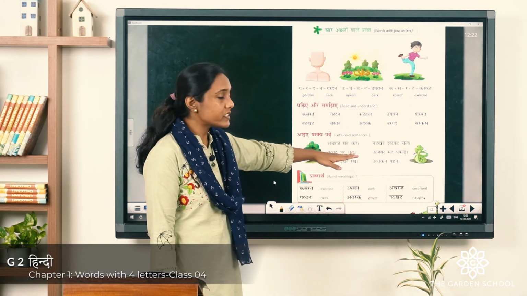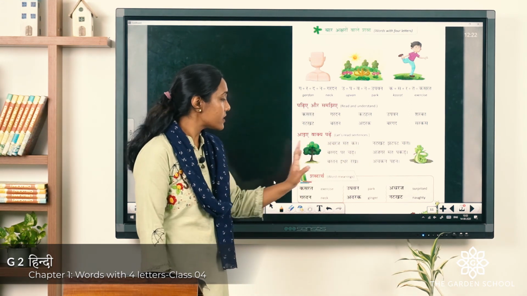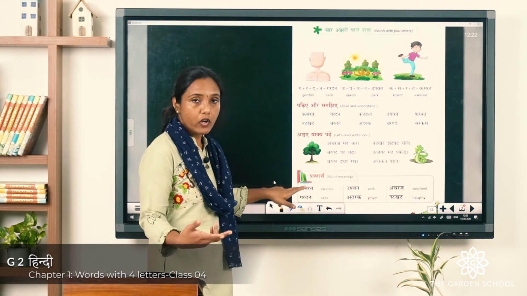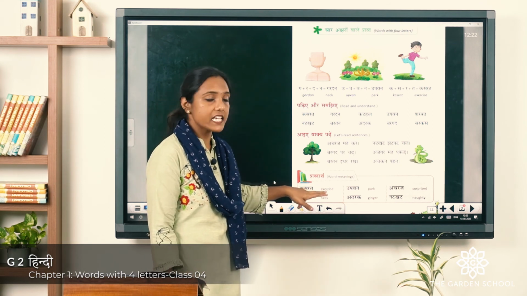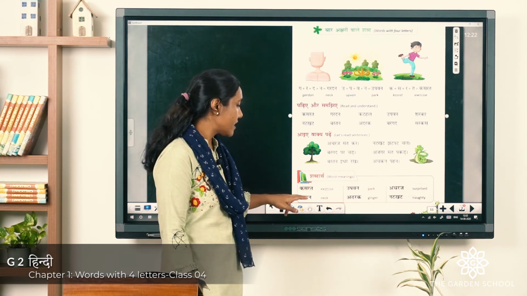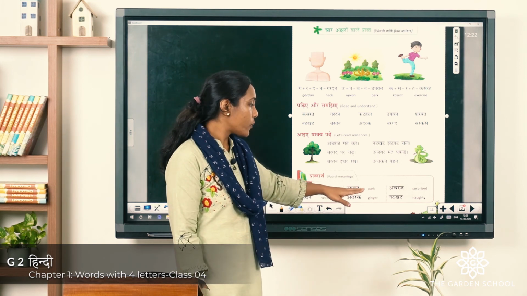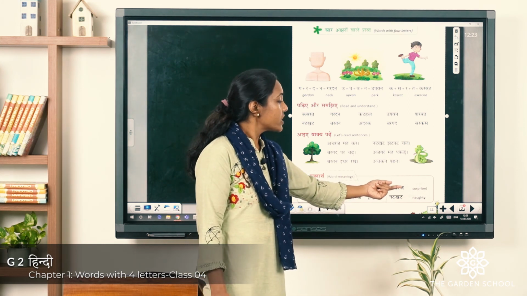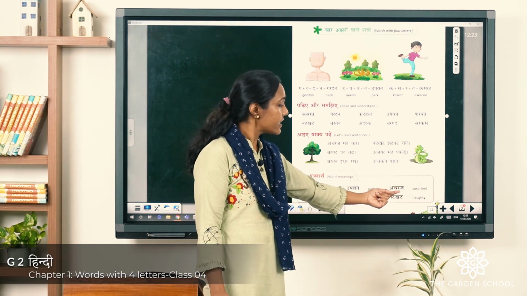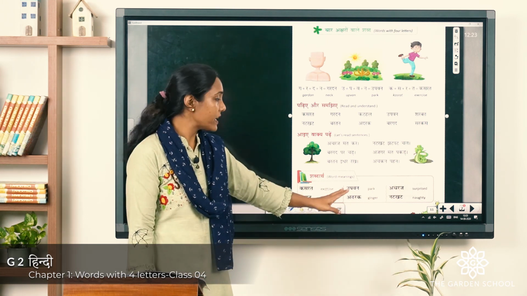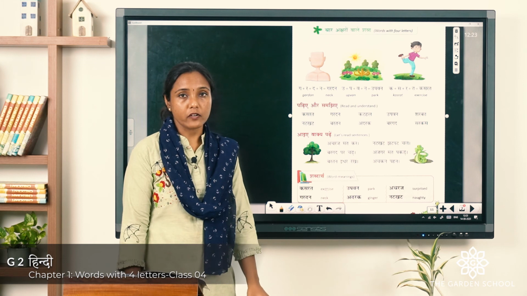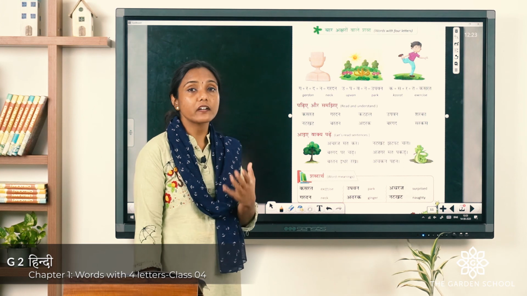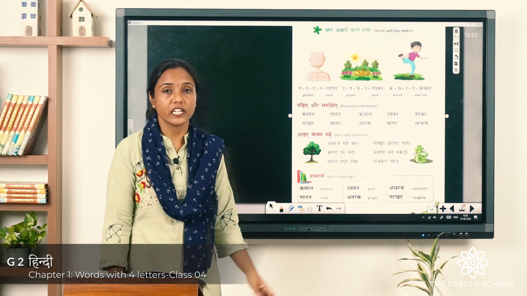So I hope you understood this, and let's see the last part, the meanings of the words which are given here. First one we all learned, kasrat, exercise. Gardan, neck. Upwan, park. Adrak, ginger. Achraj, surprised, and natkhat, naughty. So do learn the word meanings as well as the word pronunciation. Do pronounce it 5 times as I have told you already. Do keep learning each day whatever has been taught to you, then it will be easy for you.